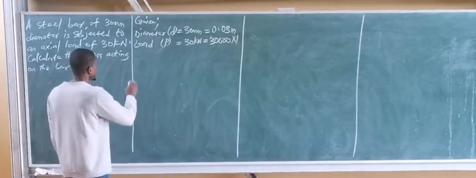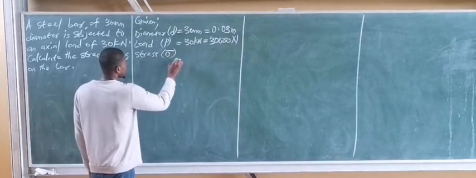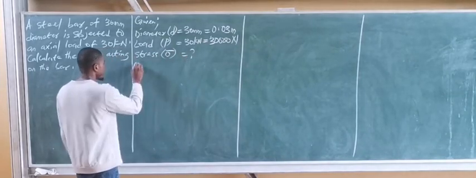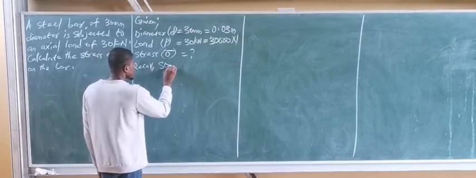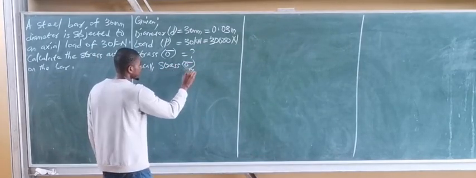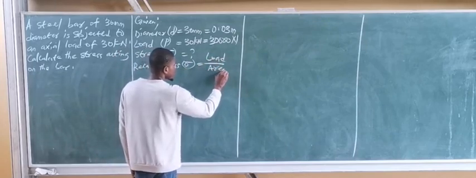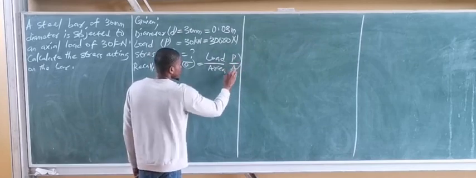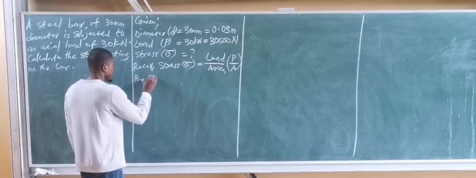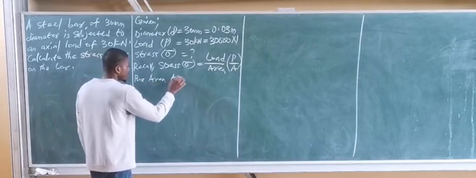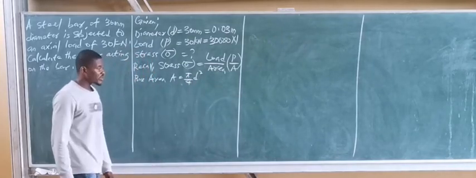Okay, question says you should find the stress. Sigma is unknown. Now, by definition, stress sigma is simply force or load over area. That's P over A. Okay? But area A is simply pi over 4 times diameter squared.